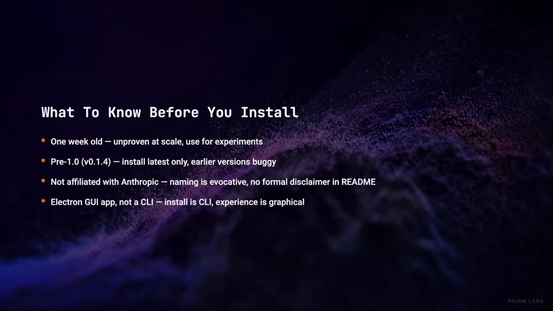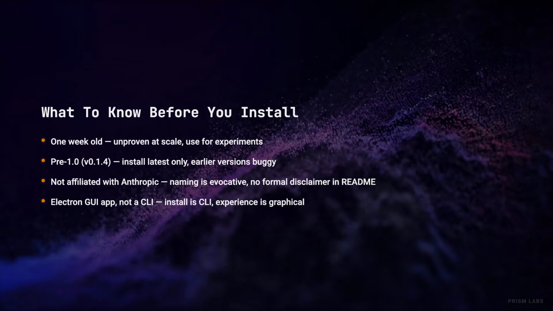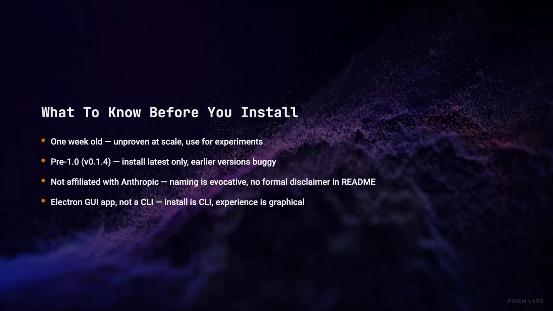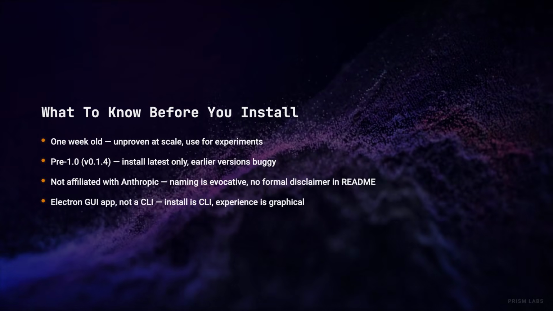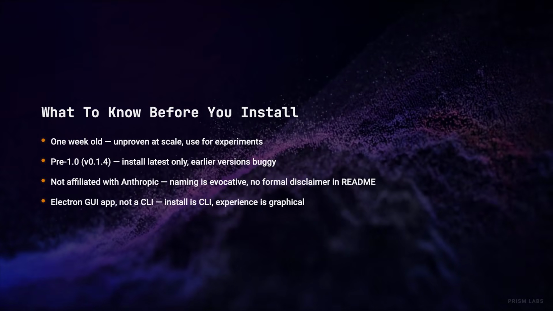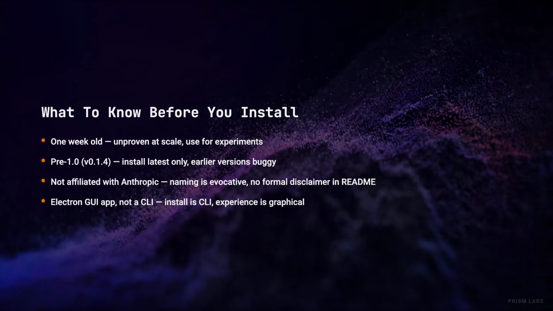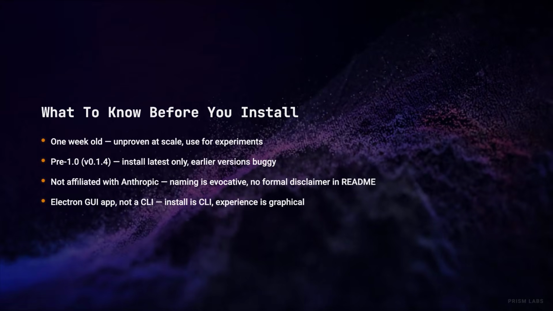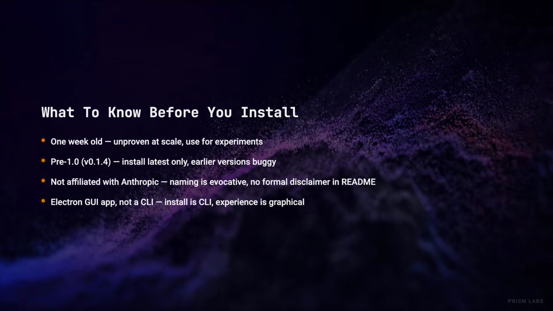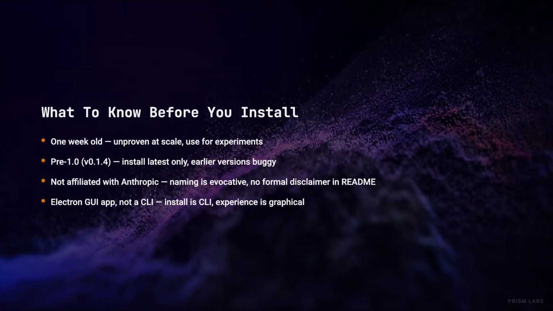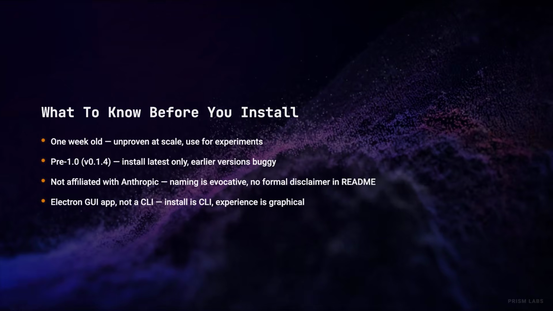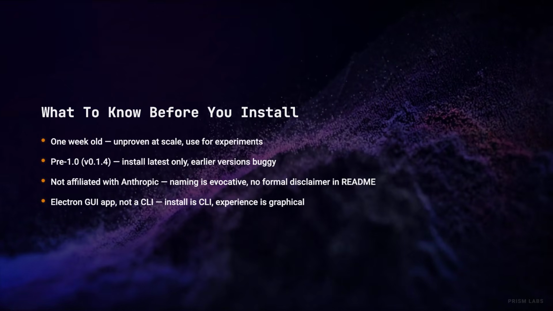3. The Open Cowork AI naming is intentionally evocative of Anthropic's Cowork product, but the org is not affiliated with Anthropic, and the README does not include a formal disclaimer to that effect. Worth knowing if your team has trademark sensitivity policies. 4. Electron desktop app, not a CLI. The install commands are CLI, but the experience is a GUI. 5. 47 open issues with the project a week old. Active triage, but real bugs exist.